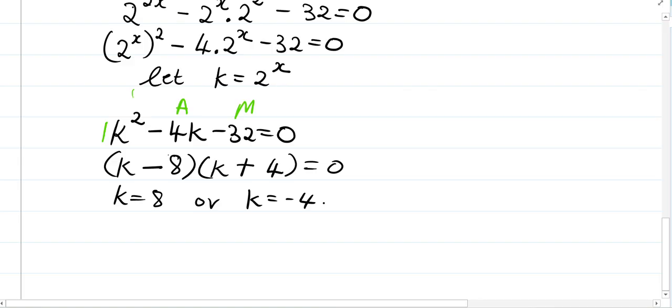The question had said that I must solve for x, not for k. So it means that k, we know, is equal to 2 to the power of x.